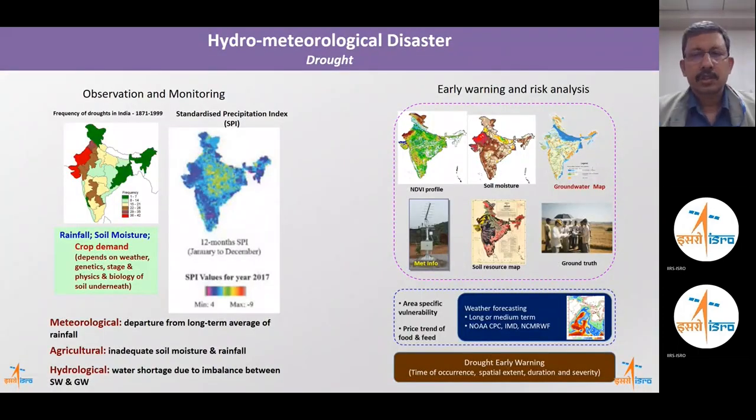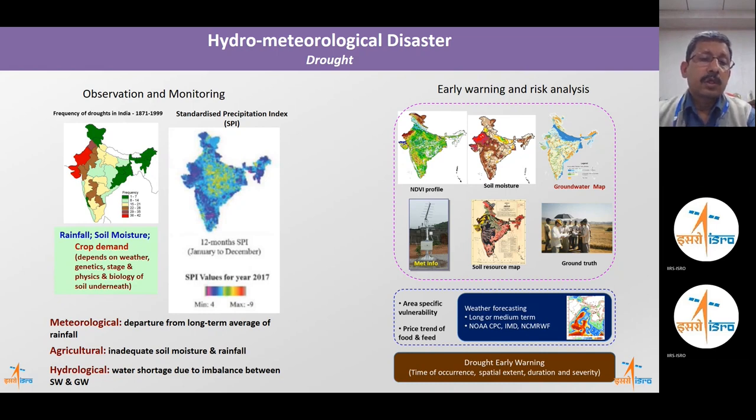Then we have the hydrometeorological disaster of drought. In fact, this is one of the disasters which is not that spectacular, but it creates a lot of impact on the economy of a country. And monitoring drought as well as having an effective drought early warning system is paramount to protect yourself from the shocks which can be caused by this particular disaster event.